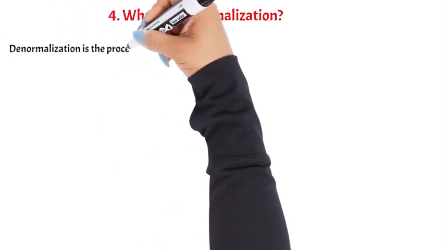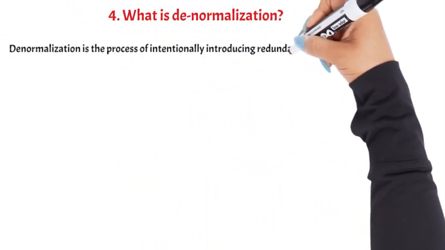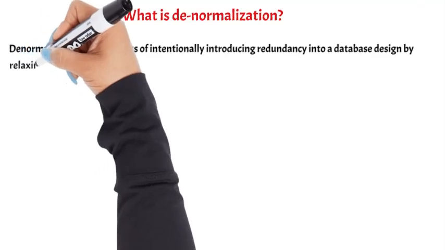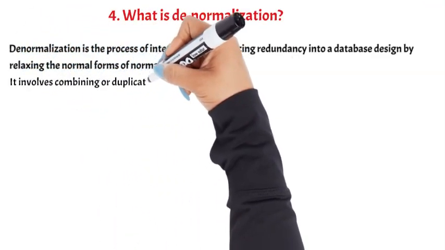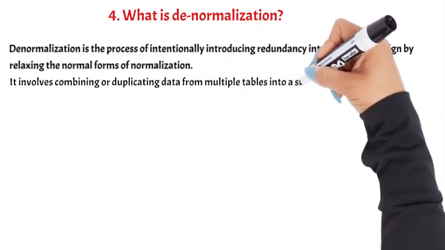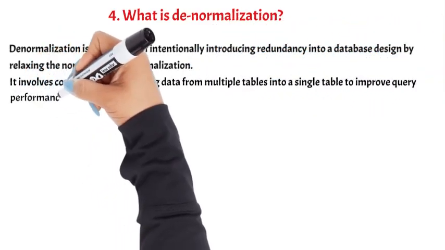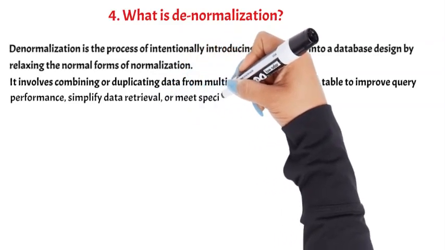4. What is de-normalization? De-normalization is the process of intentionally introducing redundancy into a database design by relaxing the normal forms of normalization. It involves combining or duplicating data from multiple tables into a single table to improve query performance, simplify data retrieval, or meet specific application requirements.